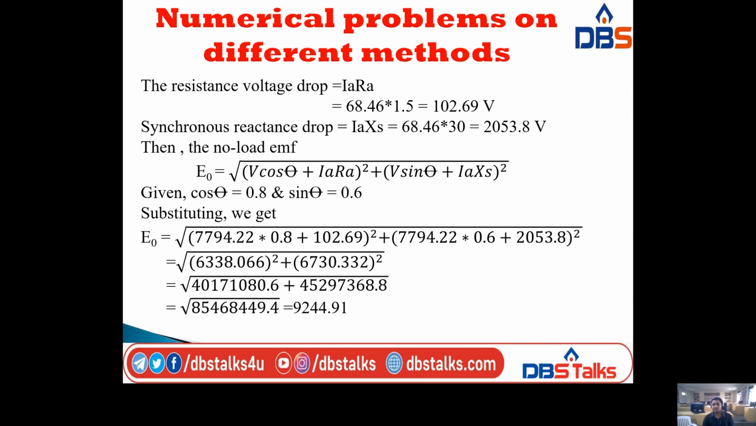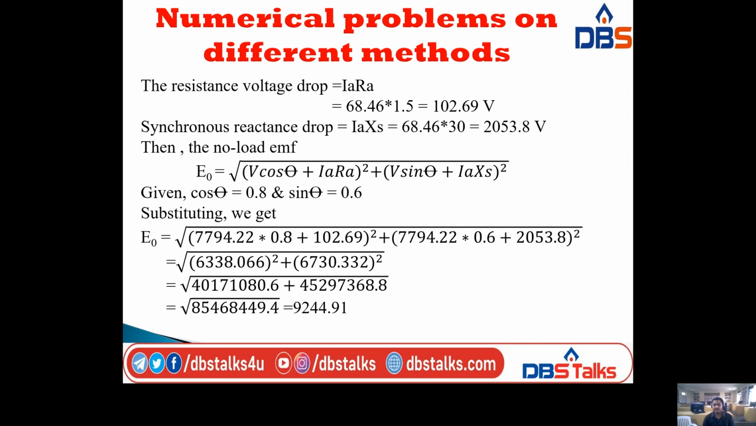So the resistance voltage drop is IaRa. We already calculated the armature current value, that is 68.46, into the armature resistance value, which is already given in the problem, that is 1.5 ohms. Substitute here, we have the resistance voltage drop equal to 102.69 volts.